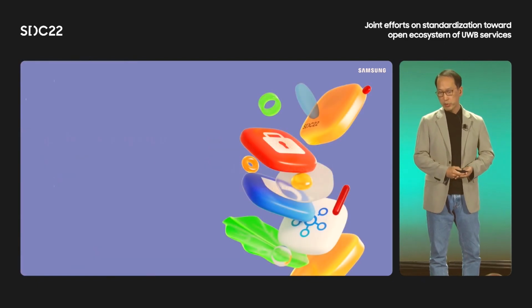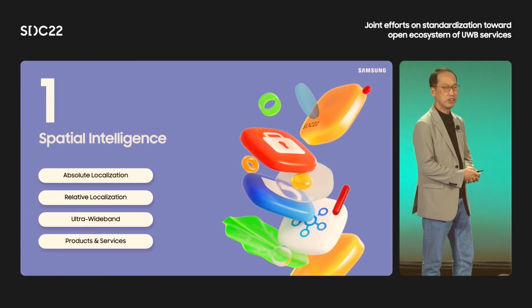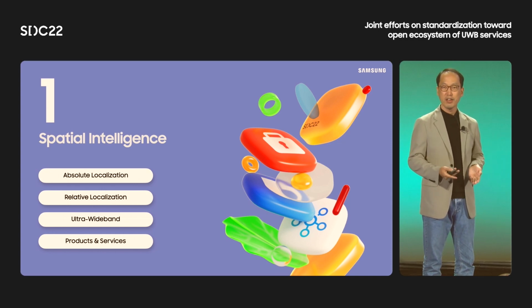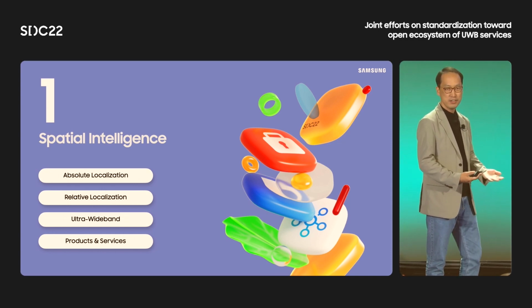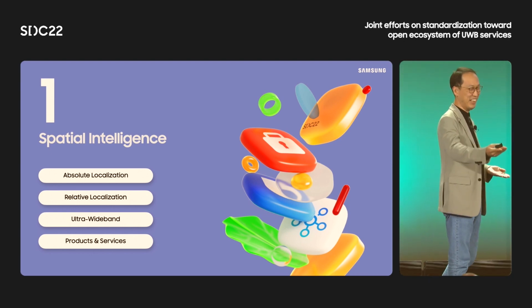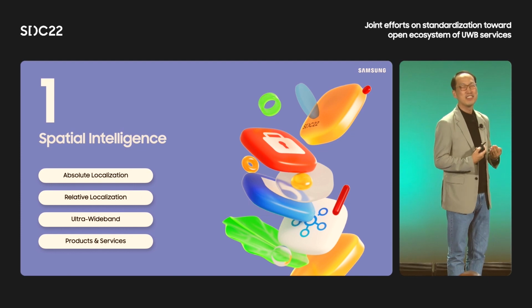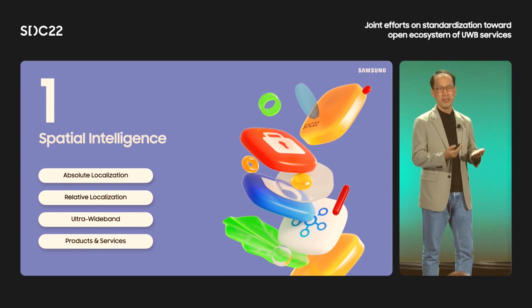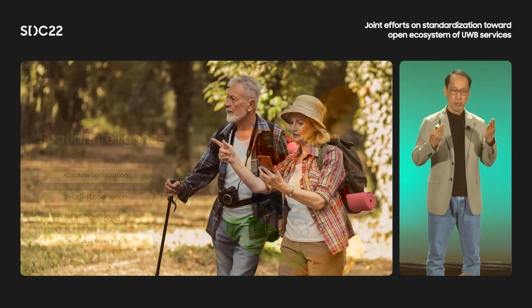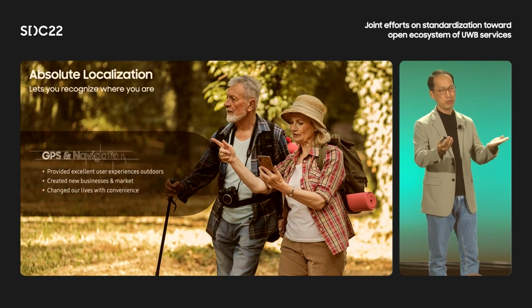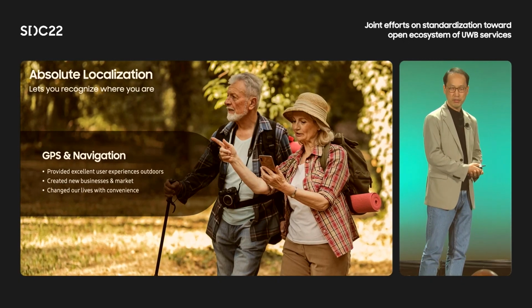So let's start with spatial intelligence. Let me ask you one question. How did you get here today? How did you find your way to the Moscone Center? Yes. I used GPS navigation and Google Maps on a Galaxy smartphone. And I believe many of you also used GPS navigation to find a way to get here, right?